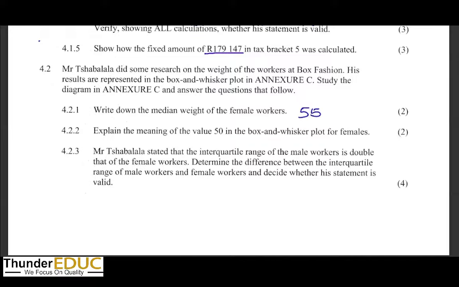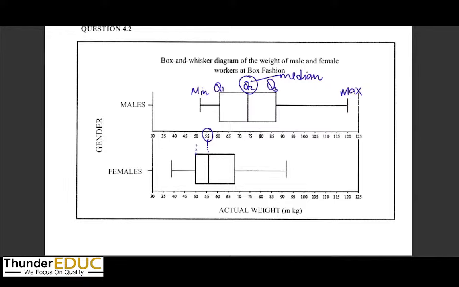Explain the meaning of the value 50 in the box and whisker plot for the female. It means that 25% of the weights are below 50 kg. This is our Q1. On this side it's 25, and this side, 75.